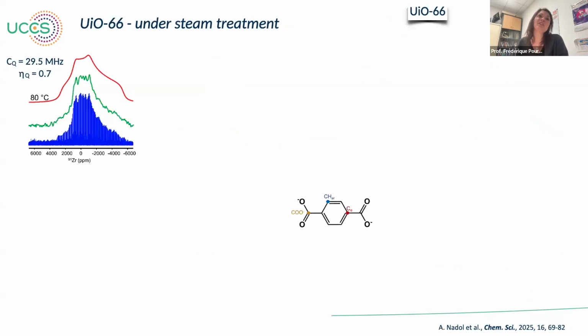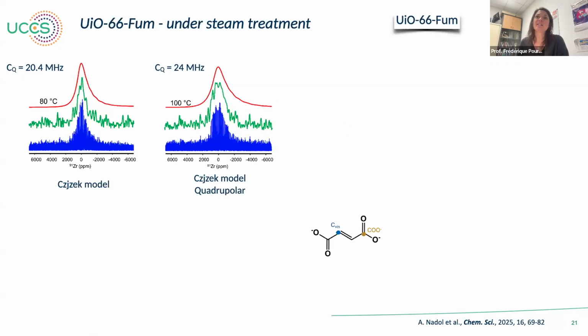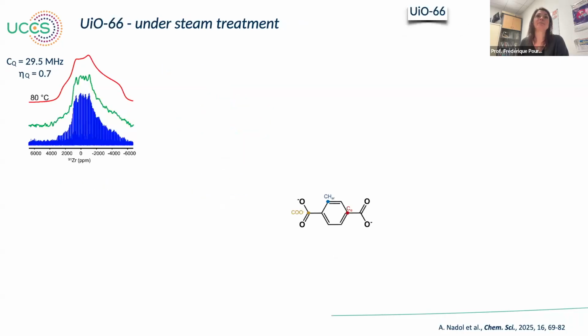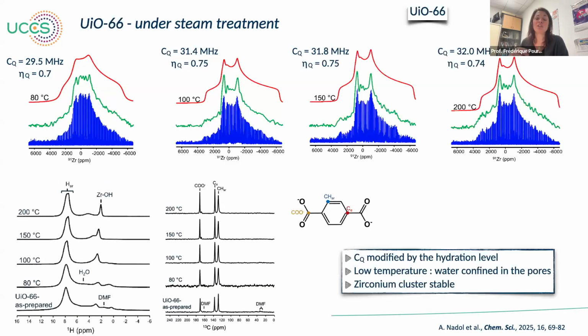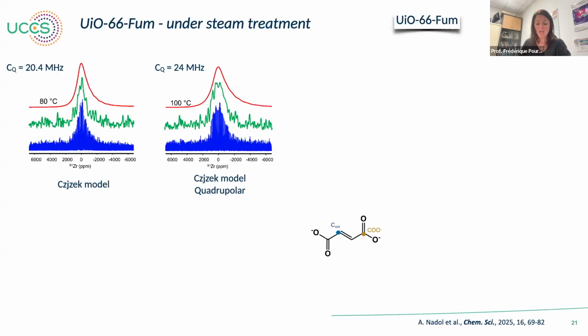And then we definitely think that the UiO-66 is really stable. Sorry, this zirconium cluster is very stable, even after 1 week at 200 degrees C under steam flow. Then there is the fumarate sample.